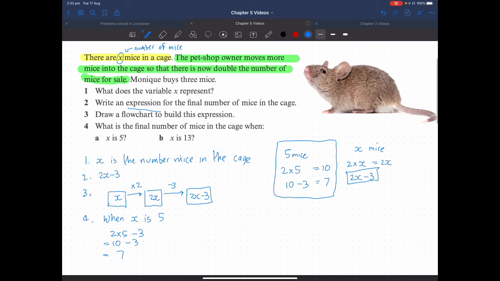Part B says to us when X is 13. So same steps. 2 times the number of mice, which is 13, minus 3. 2 times 13 is 26. So we have 26 minus 3. 26 minus 3 is 23. So there would be 23 mice left in the cage.